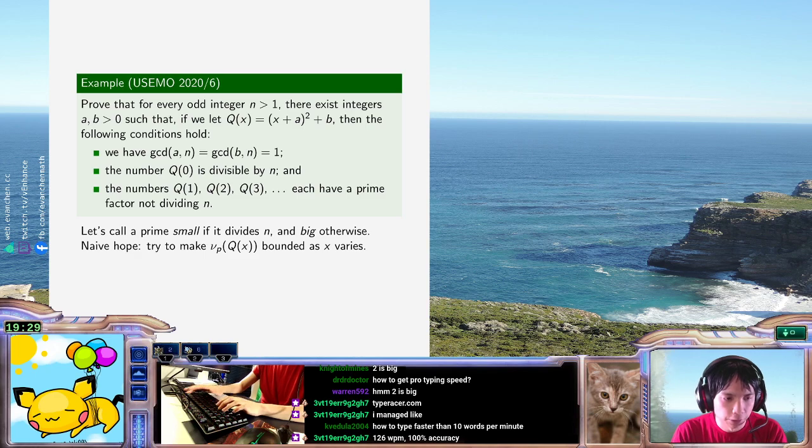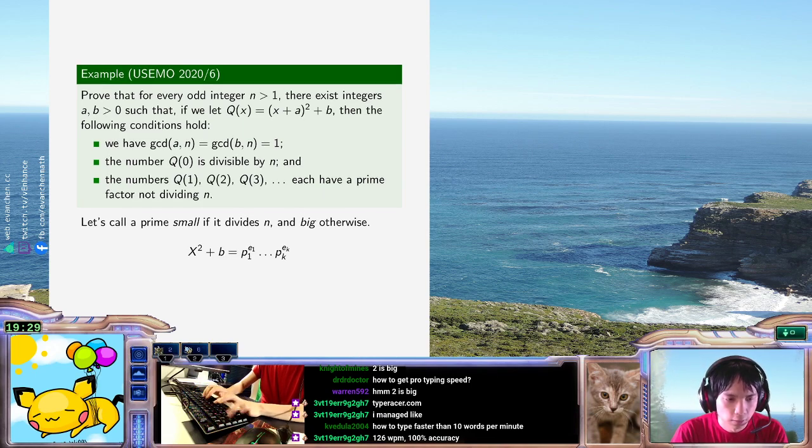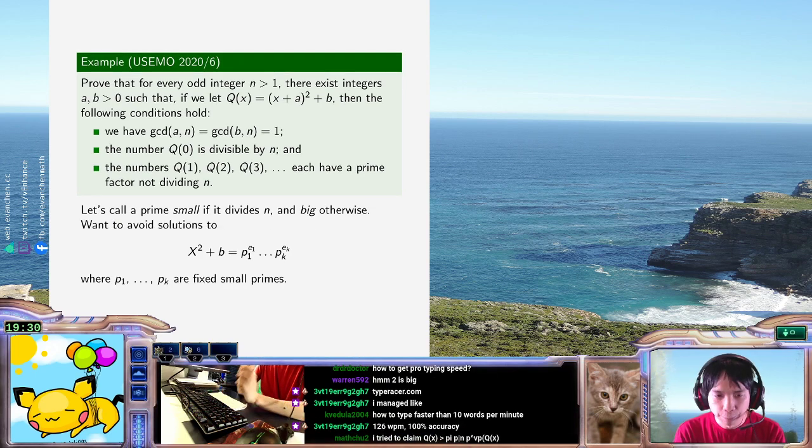And so let's look at what's happening here. We want x squared. I'll let capital X be x plus a plus b. You want to avoid solutions to the equation p1 to the e1 through pk to the ek, where p1 through pk are given small primes. That's our goal. So basically I want to pick b such that this equation does not have infinitely many solutions. And I cannot do this simply by guaranteeing ei is small. The dumbest thing you can do is try to prevent ei from being big, but the first two conditions will not let you do this. So instead I need a different approach.